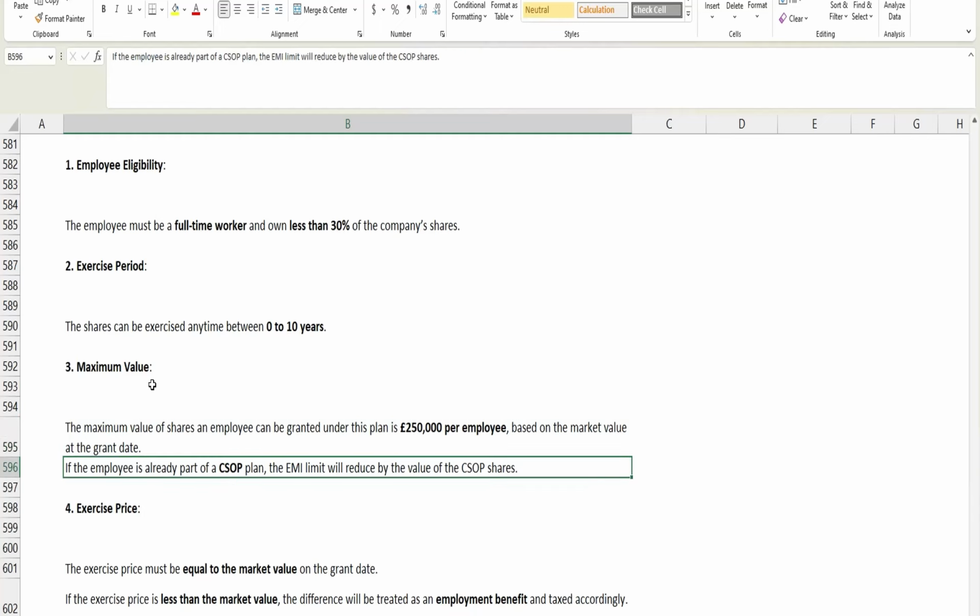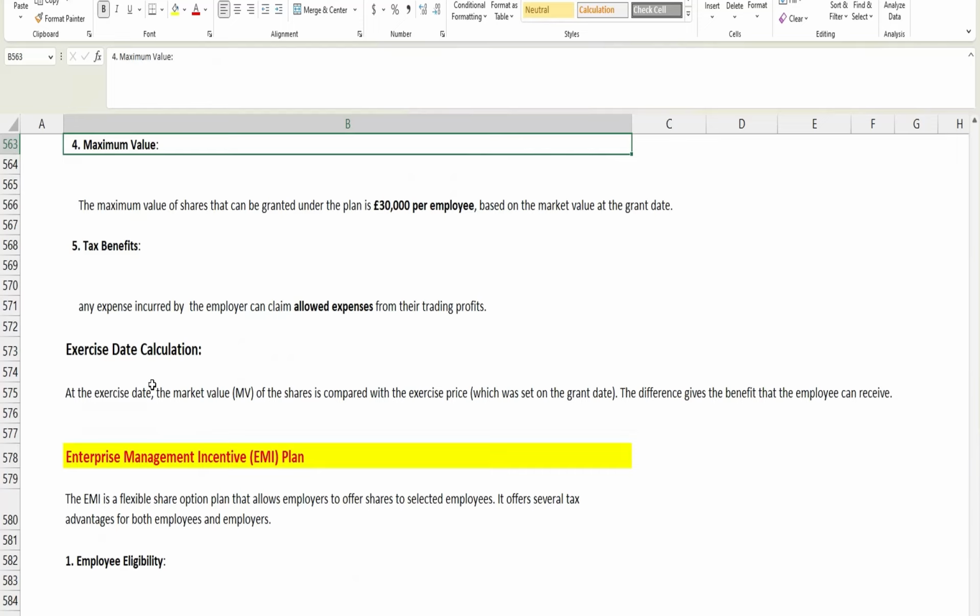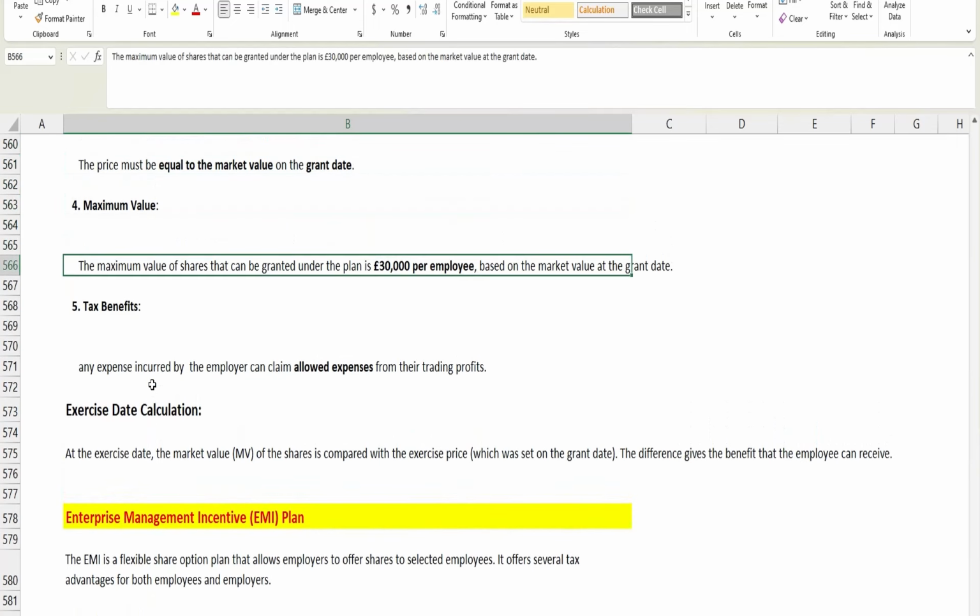But if the employee is already part of the CSOP plan, then this limit will be reduced by the value of a CSOP share. Right, and if we go for the CSOP, the maximum value that can be granted is 30,000 per employee, and that should also be based on the market value at the grant. Right.